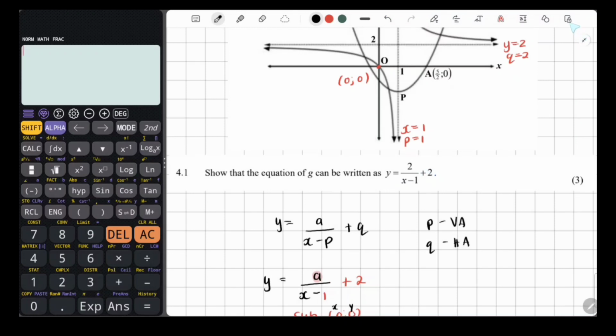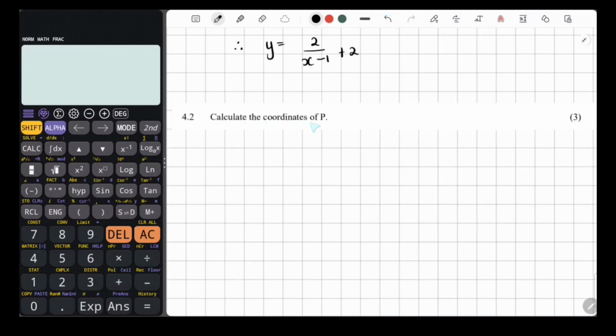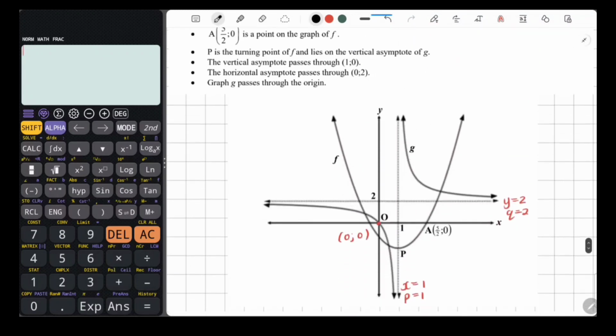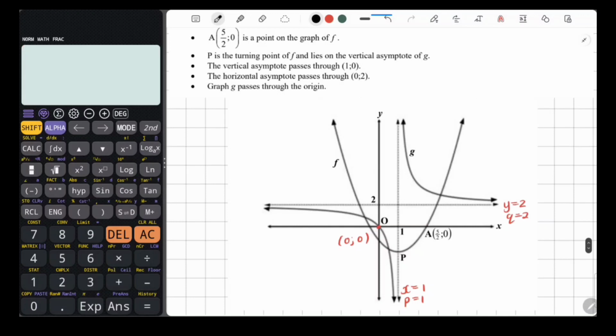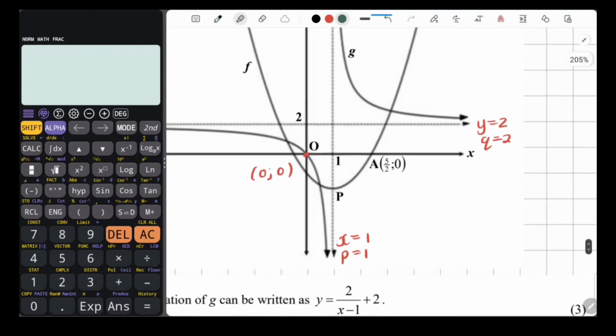Okay, moving on to 4.2. It says we have to calculate the coordinates of P. Remember, what did they say about P? They said P is the turning point of f, and it lies on the vertical asymptote of g. So let's see what we can get from this. If this is our turning point and it lies on this vertical line, then this coordinate has the same x value as this over here, because it lies on the same vertical line. So the x value is 1, and then the y value, we don't know that.